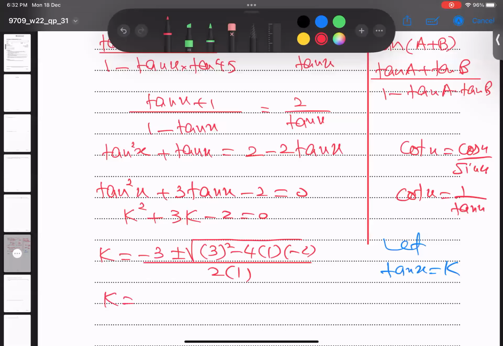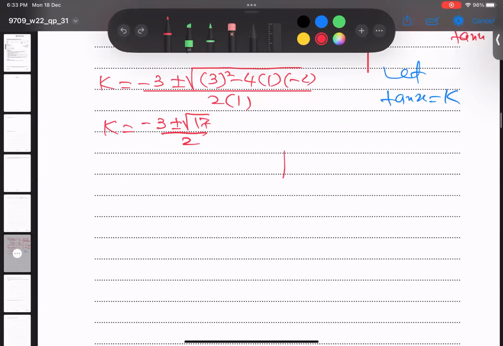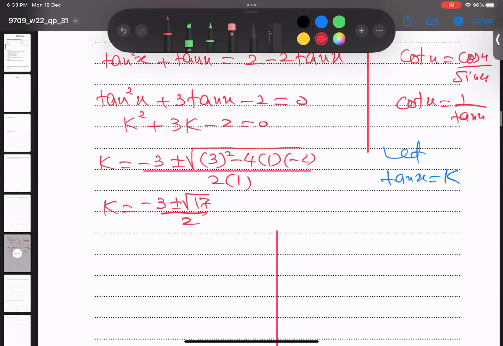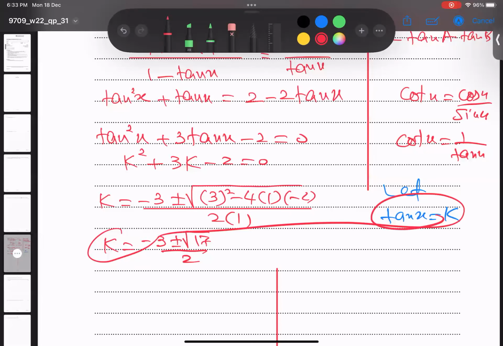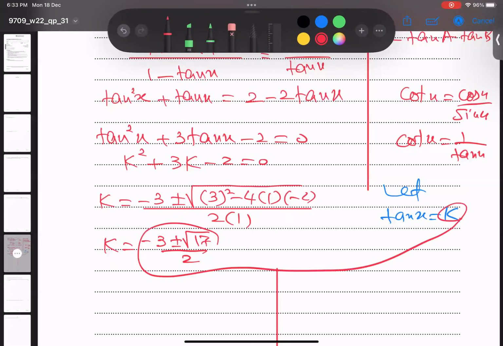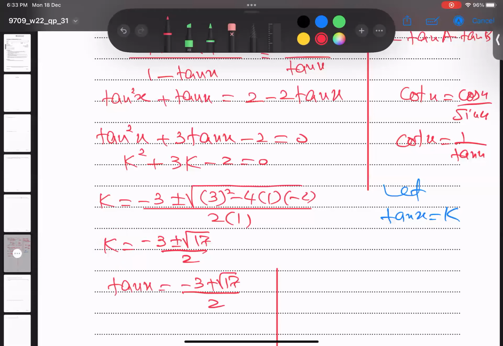Okay, I'm getting two answers from here. So this is 8 plus 9, 17, root. So negative 3 plus and minus root 17 over 2. Okay, let me check again. 4 twos are 8. 8 plus 9, 17. Correct. So I have two choices now. One value is coming and I will plug it in because this k value is equal to tan. So this value will go one time here. So I'm writing here tan x is equal to negative 3 plus root 17 over 2. And the second option, tan x equal to negative 3 minus root 17 over 2.